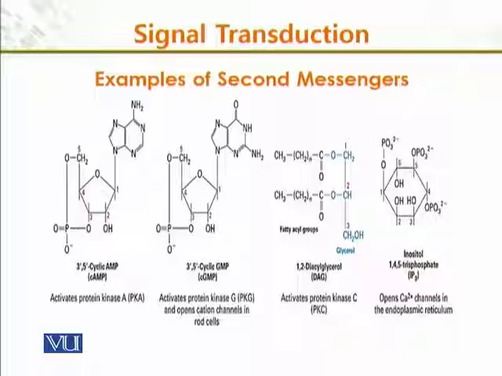For example, the second messengers will be chemicals like cyclic AMP and cyclic GMP, which are activated, and further there are other molecules which accumulate and transduce the signals to the cell.